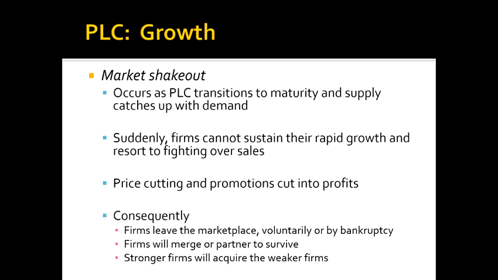Compaq and Hewlett Packard a while ago merged just because they were having a hard time surviving. Kmart and Sears merged because they were having a hard time surviving. It didn't help them, obviously. All right. And strong firms that are in good positions have the opportunity to acquire the weaker firms or just go after their customers.